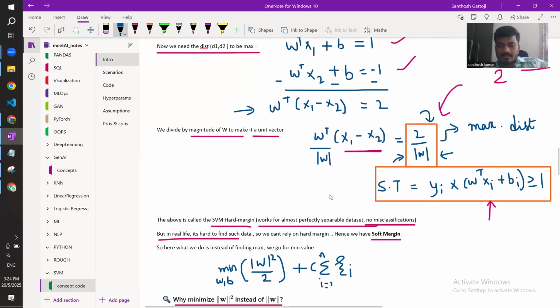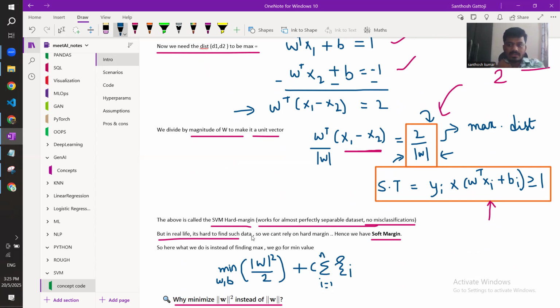Because it is hard to find data where the classes are almost already separated in real time, it's called SVM hard margin. This will work, but only when the data is almost perfectly separable. There should not be any misclassifications. Okay, so that is the point.